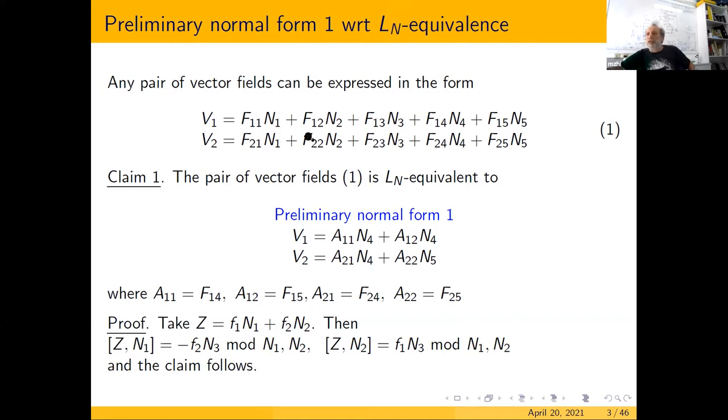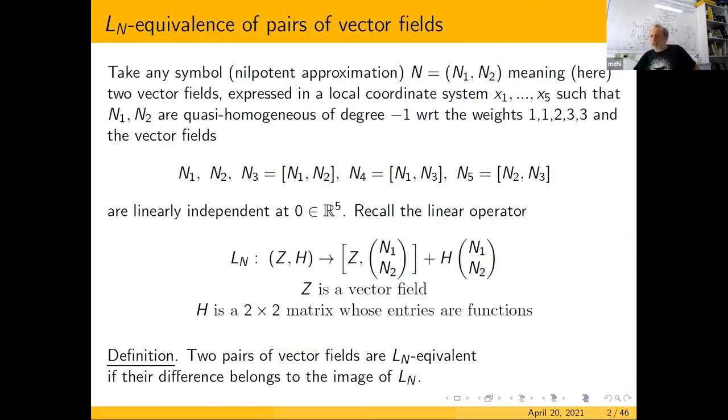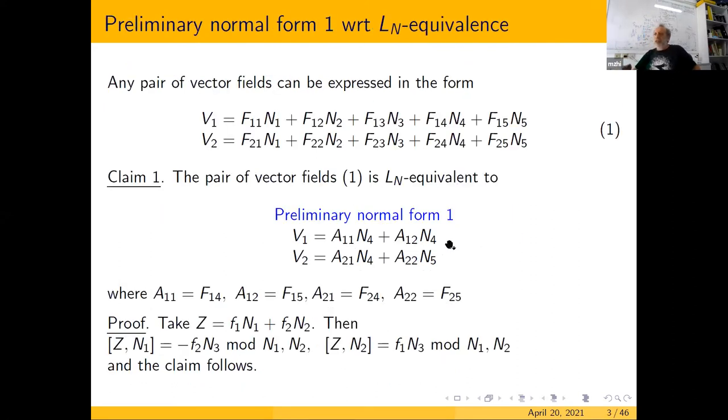we can kill all the parts with n1, n2 and n3, without changing the parts with n4 and n5. We can do it in a very, very simple way. We take a vector field, not of general form, but just a linear combination of n1 and n2 with functional coefficients f1 and f2, and then modulo n1 and n2, we have this, which allows us to take f1 and f2 in order not to have this part with n3. And what about n1 and n2? For that, we have this matrix H, due to which we can remove n1 and n2. So what remains is only this part with n4 and n5.